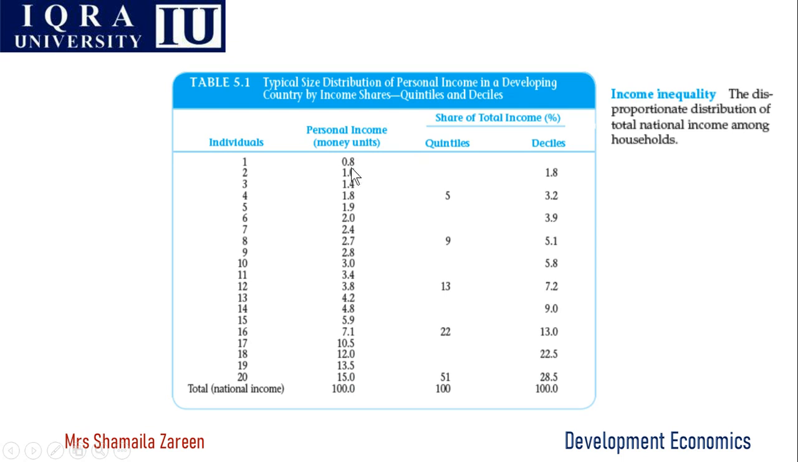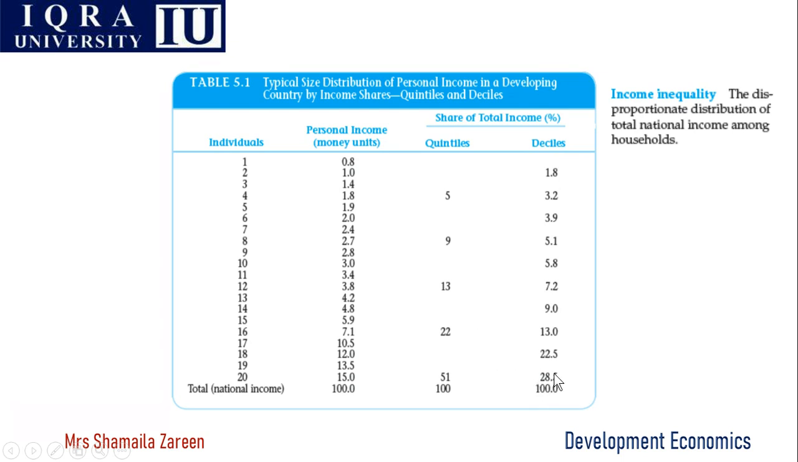In this case, you will add two individuals each and you will get the values 0.8 plus 1, and you will get 1.8. It means you are dividing the individuals into 10 groups and you will add the personal income of two individuals in each case, and you will get the income in case of deciles. So here, for example, the bottom 10% of the population receives only 1.8% of the total income, while the top receives 28.5%.